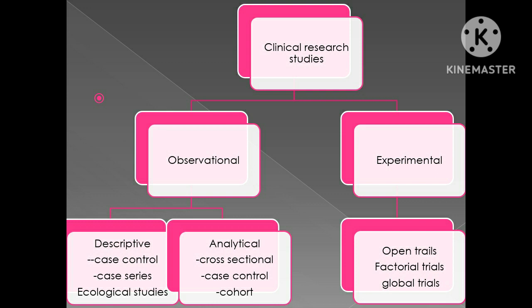Clinical research studies are divided into two parts: observational and experimental. Observational is subdivided into descriptive and analytical. There are many subgroups of descriptive, analytical, and experimental, which are shown in the diagram.